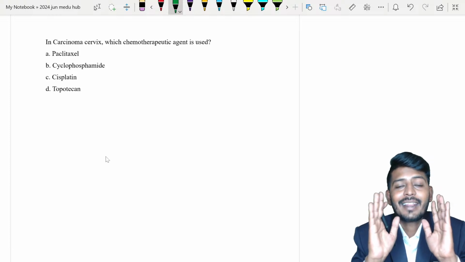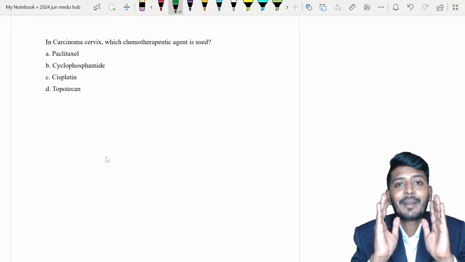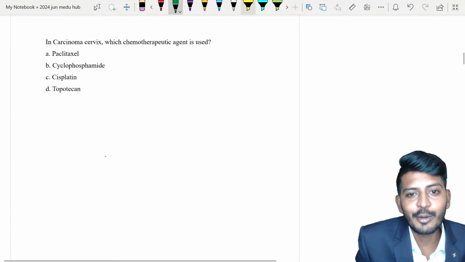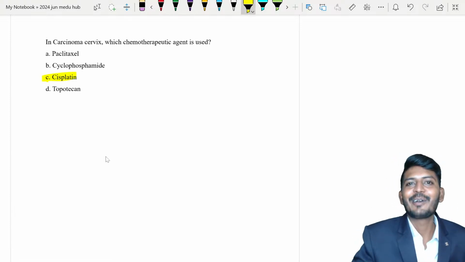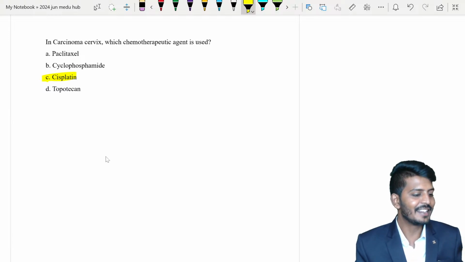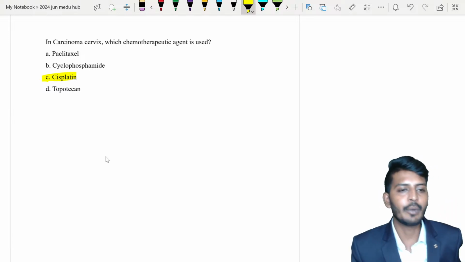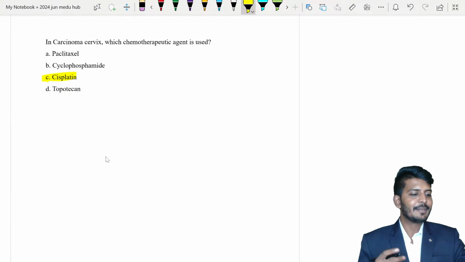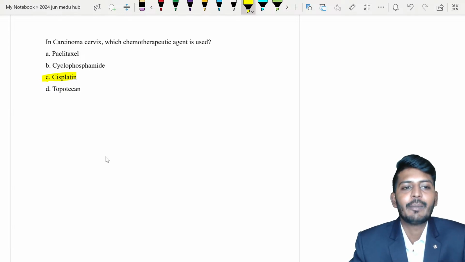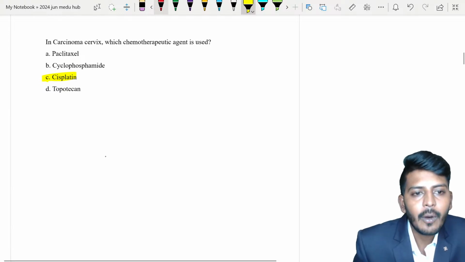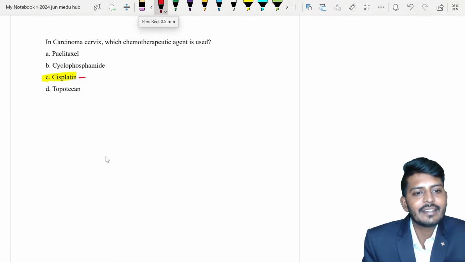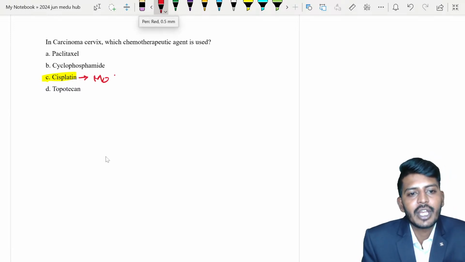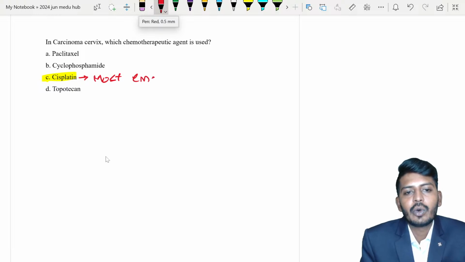A teacher once told me: whenever you don't know the answer for cancer treatment, answer cisplatin. Cisplatin is a widely used chemotherapeutic agent. Now remember, cisplatin is the most emetogenic. This is a very important question. Most emetogenic.